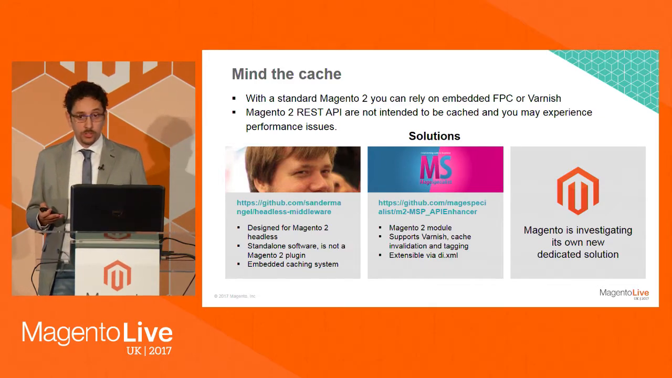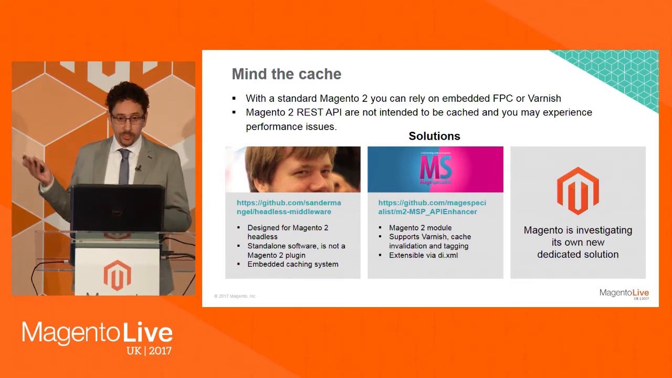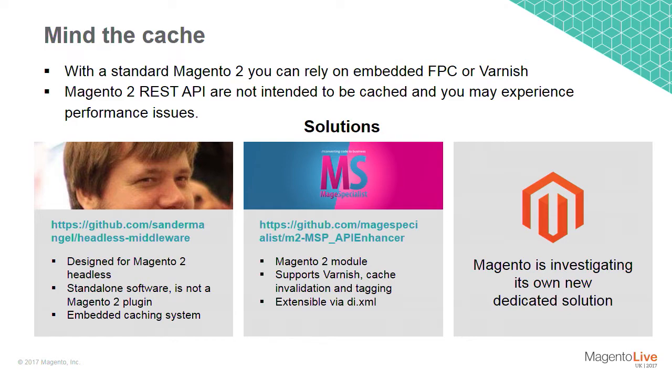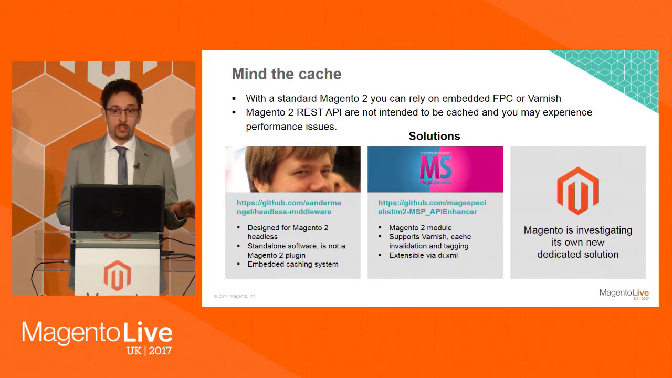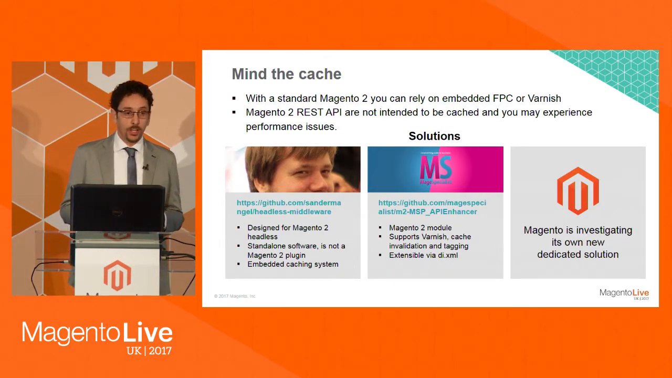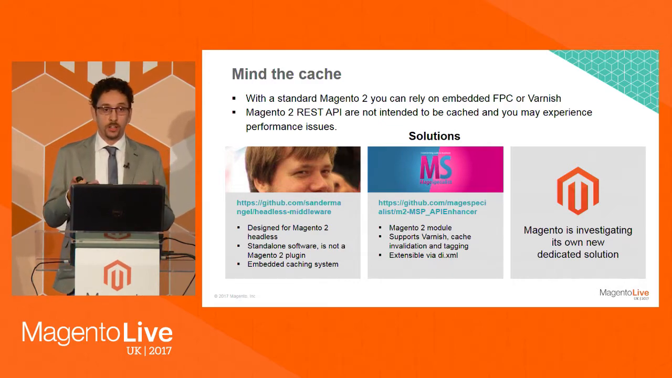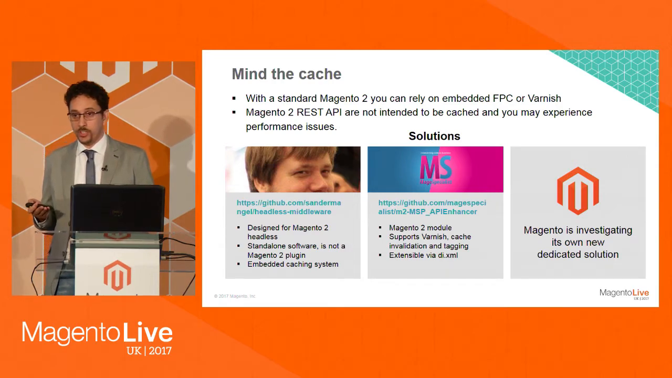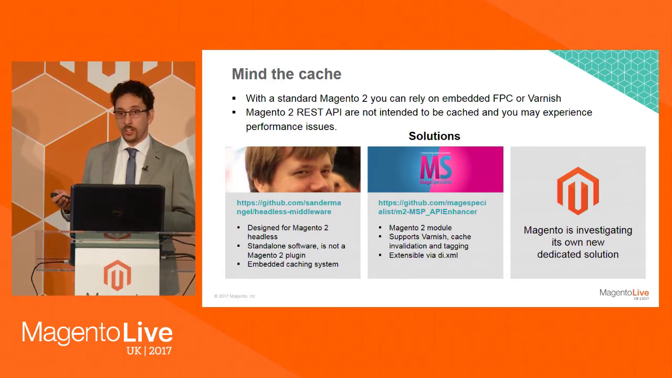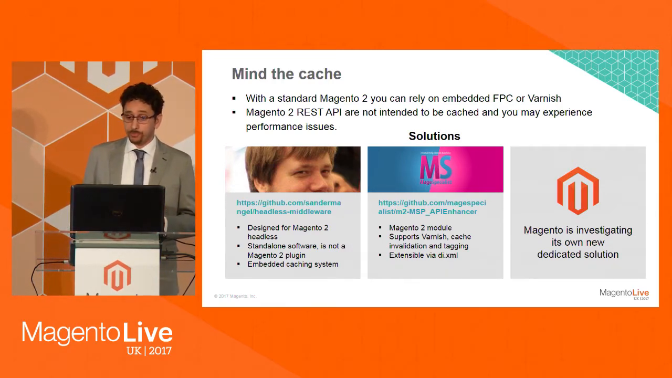And the second solution comes from my company. It's a free module. You can find it on GitHub. It's called API Enhancer. It's probably the best solution because it's probably a simple way to fix this problem, because it is a Magento 2 module you can just install with Composer, and it creates an integration between API system and caching system. So you can use, for example, REST API calls with Varnish, and it's very fast.